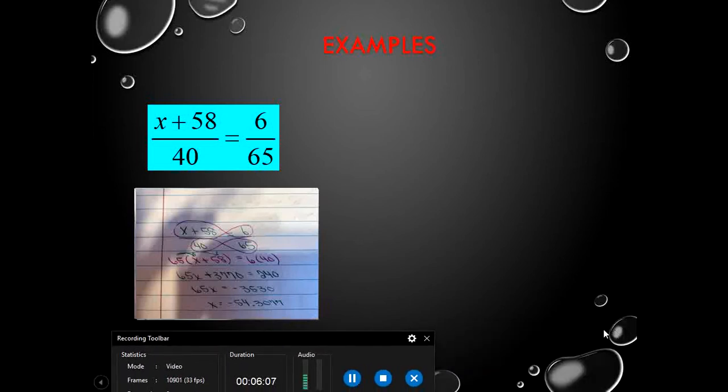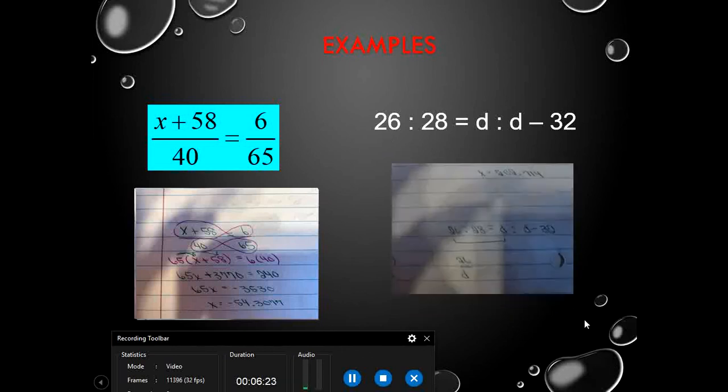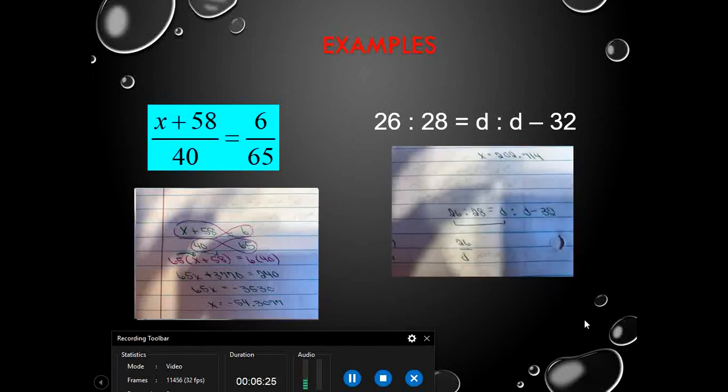We're going to try another one like that, except now it's in the horizontal format. This is not a friendly format, and it's confusing to most. So what we're going to do is decide which items to pair up. Because 26 is listed first on the left and D is listed first on the right, that's going to be my first ratio. 26 is to D. And then when I set up the second side, I'm going to use the items that were listed second, 28 and the quantity of D minus 32.